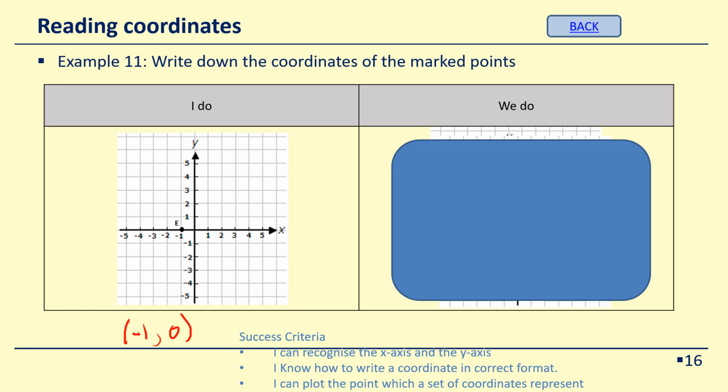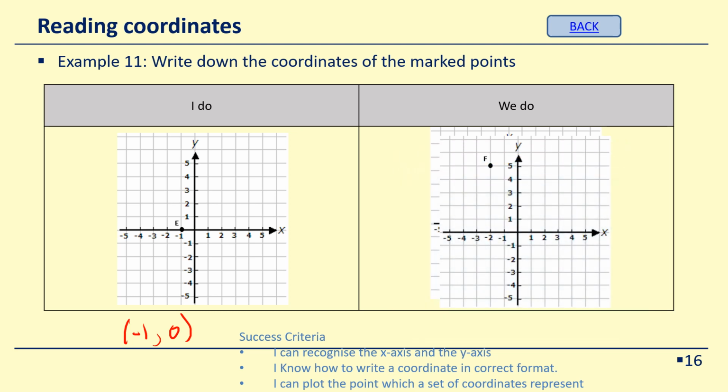Okay, now you have a go at this one. Pause the video now. Okay, if you haven't paused the video, I'm going to say the answer. Okay, so it is back 2, so it's -2, and it's up 5, so it's 5, -2, 5.